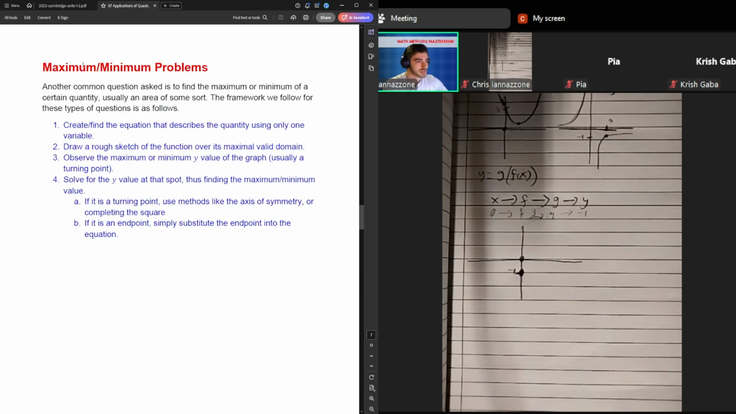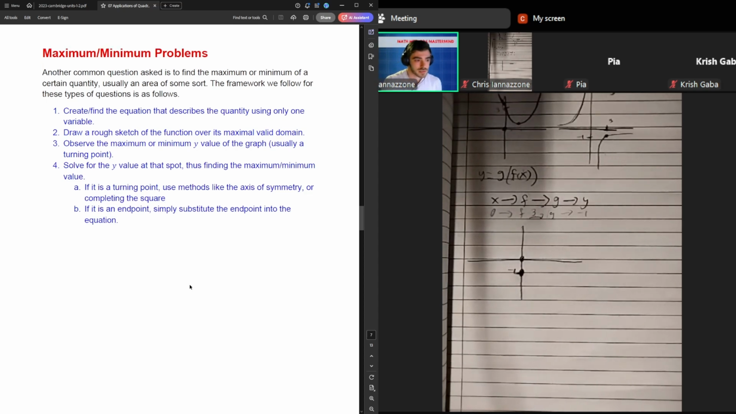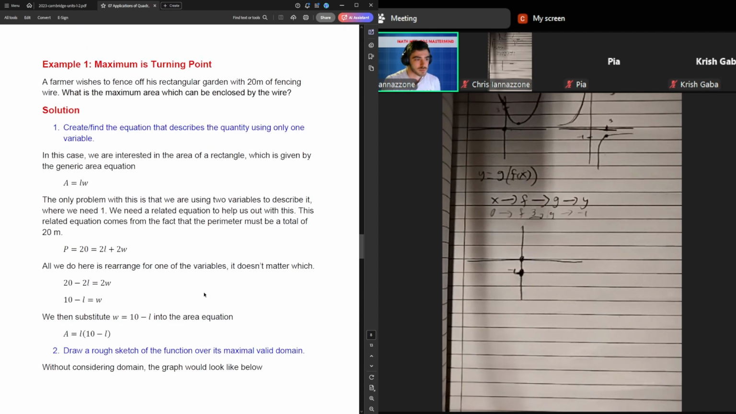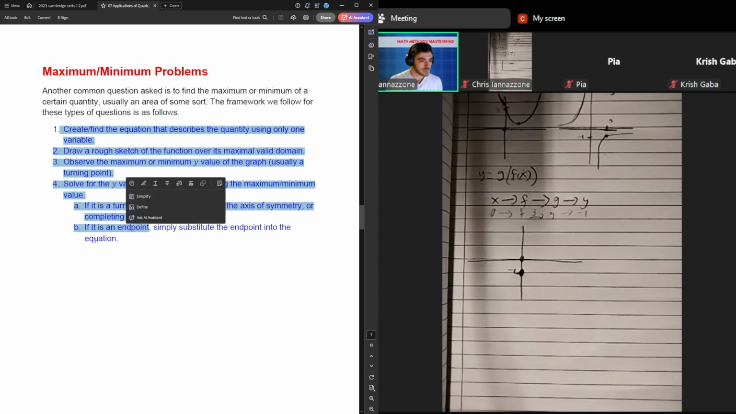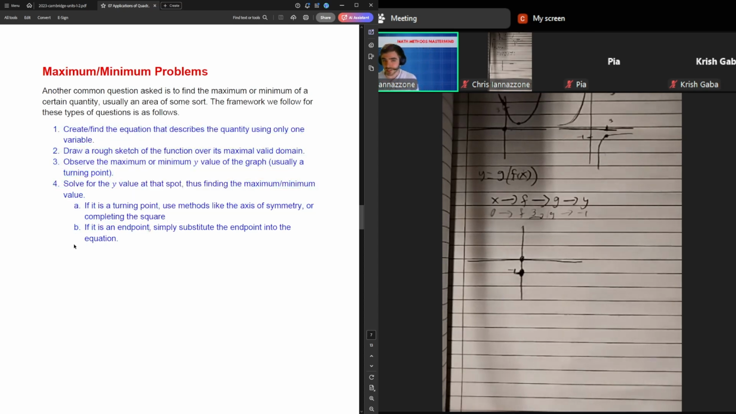But okay, so maximum/minimum problems. The idea here is the vast majority of the time, whenever you're trying to find the maximum or minimum of a certain quantity, it's pretty much always going to be a turning point. Now, not necessarily guaranteed. We'll look at a few different cases, but the vast majority of the time, we're finding turning points. So this kind of framework can help you solve those application style questions, the ones where you've been given a certain scenario that you're working with.